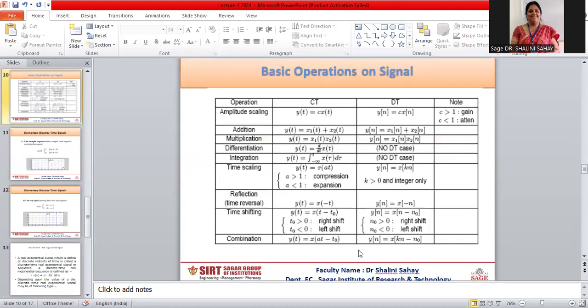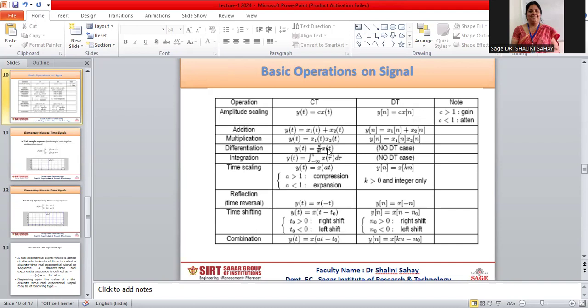Now, the basic operations which can be performed on signals are amplitude scaling, addition, multiplication, differentiation, integration, time scaling, reflection, and a combination of various functions. Amplitude scaling means that we can scale the amplitude of the signal, where C can be greater than 1 or less than 1. Addition: two signals can be added in continuous time as well as in discrete time signals. Multiplication: when we multiply the amplitudes of two signals, then it represents the property of multiplication.